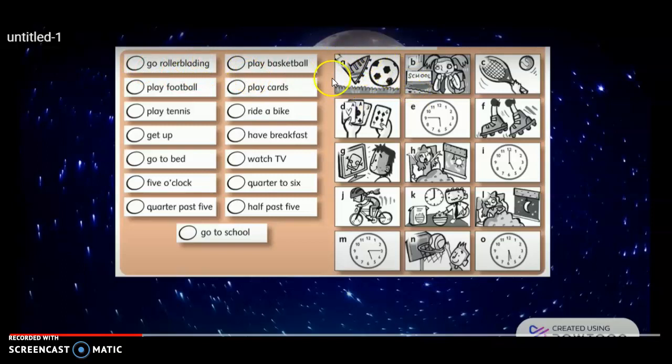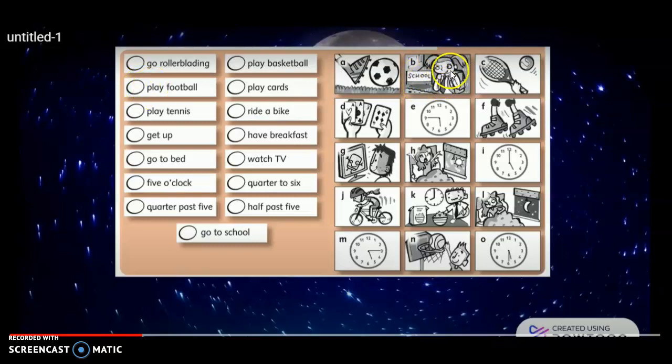Letter A. This activity is to go rollerblading, to play basketball, to play football. Yes, to play football, right? So this is letter A.